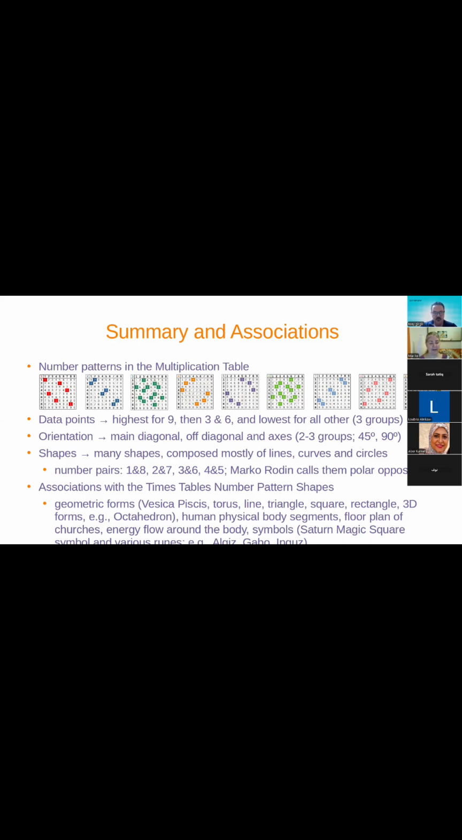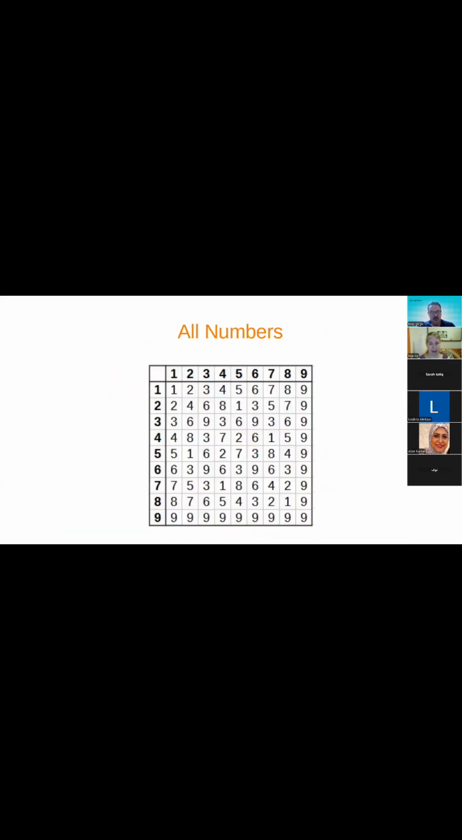They are geometric shapes, vesica piscis, curves, line, triangle, square, rectangle, 3D forms like the octahedron, human physical body segments, floor plan of churches, energy flow around the body, and symbols. In particular, important to mention the Saturn magic square symbol and various runes. For example, Algis, Gabo, Ingas, and there were others that I didn't present today.